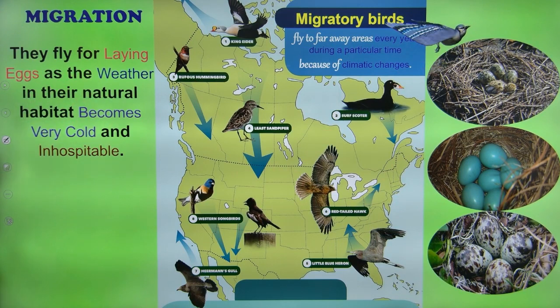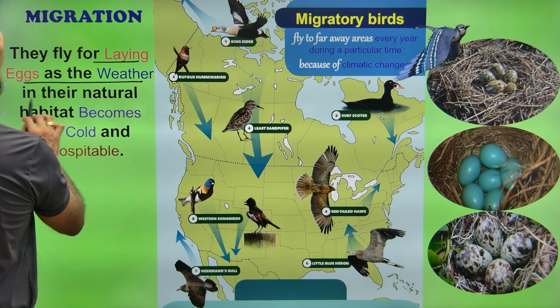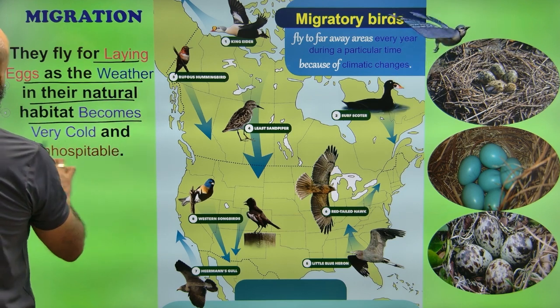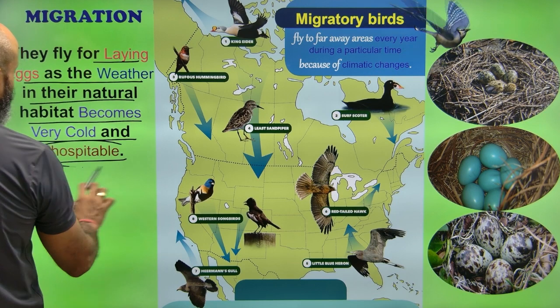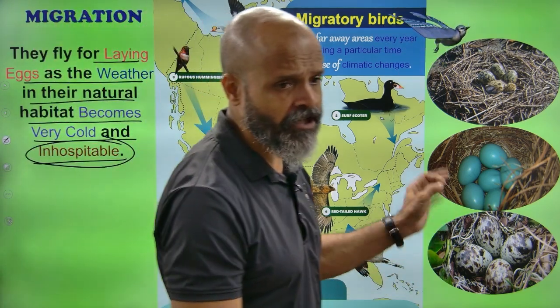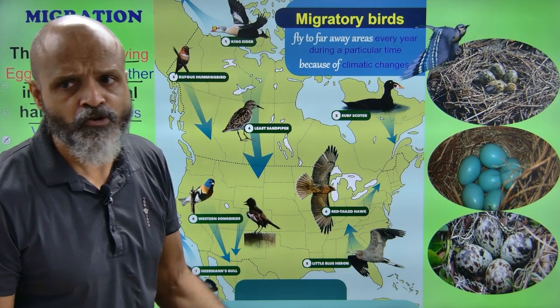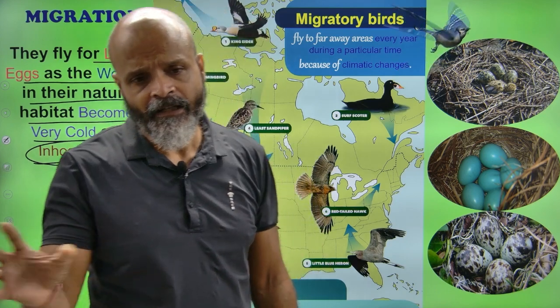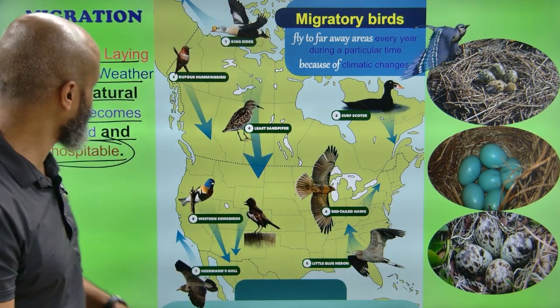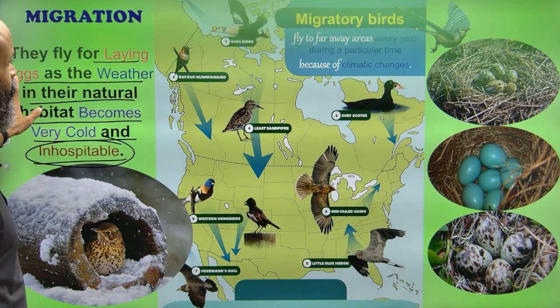So they fly for laying eggs as the weather in their natural habitat becomes very cold and inhospitable. Inhospitable means they cannot survive there. So they will have to move for a temporary period of time to lay their eggs, bring up their young ones, and then move back. This has become very cold for survival.